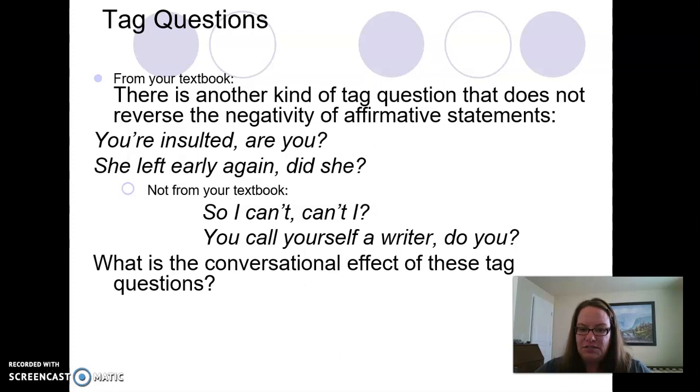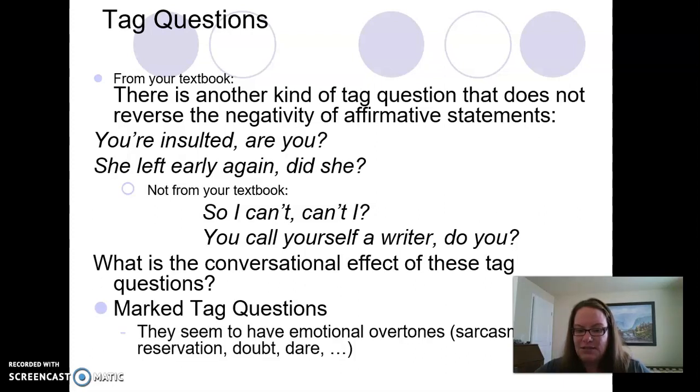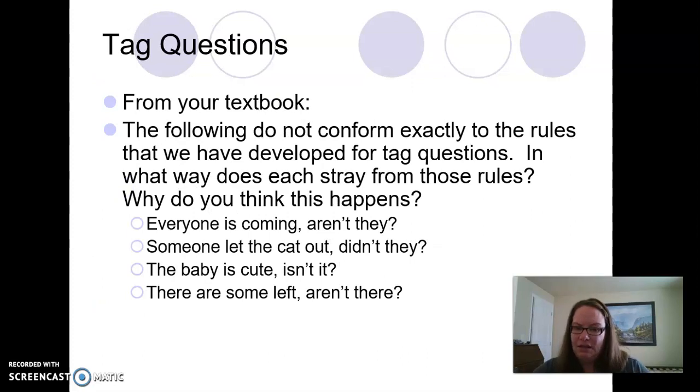Okay, these are used in specific instances. Usually it has some sort of specific emotional overtones or sarcasm. So these are not our primary function of tag questions, but we can use a tag in this way to indicate specific things.